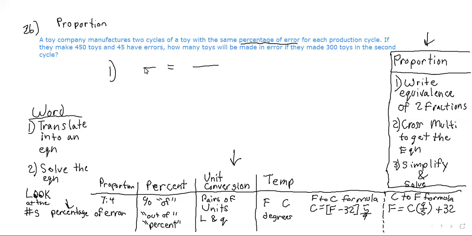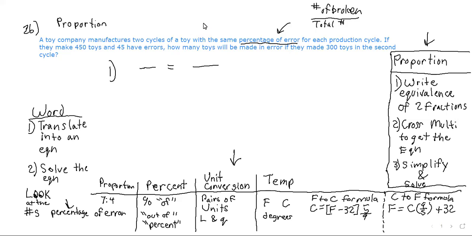So how do we know which is on top, which is on bottom? Well, whenever we see the words percentage of error, the default classification for what's on top and what's on bottom is the number of broken things over the total number of whole things. This is the default. Whenever we see percentage of error, this is the default classification.